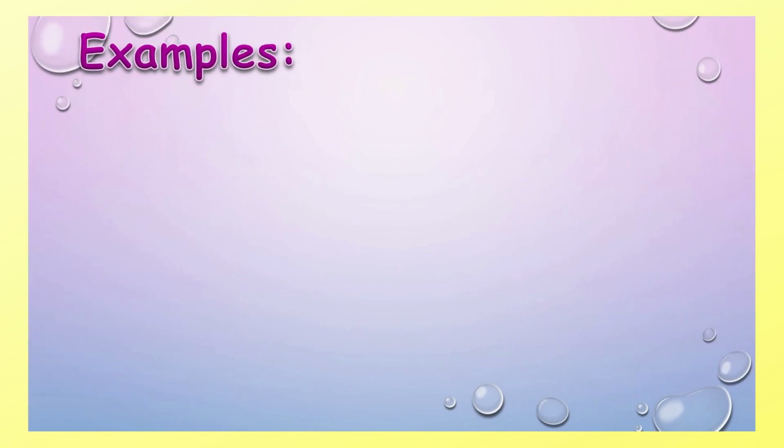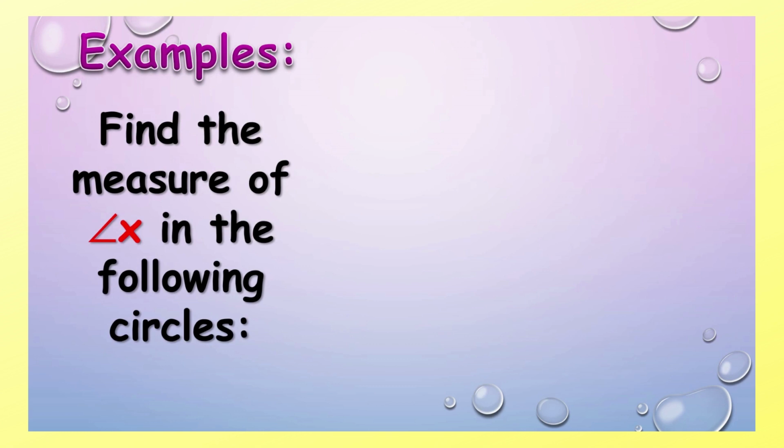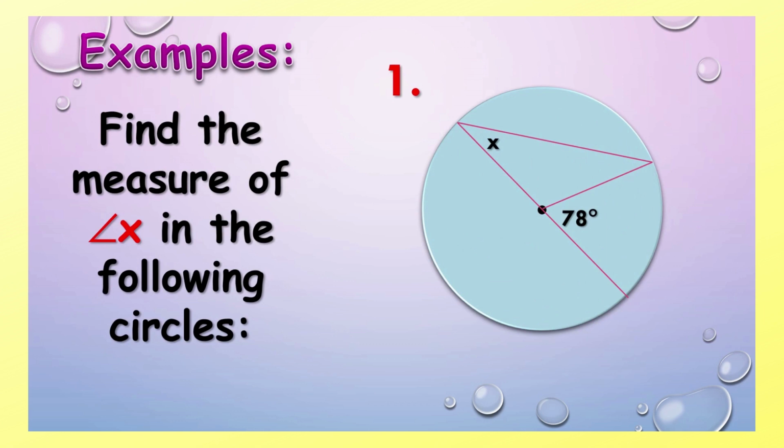Okay, so example. Find the measure of angle X in the following circles. Ayan class, tingnan ninyo mabuti ha. Okay, find the measure of angle X. Okay, so since ang ating central angle ay 78 degrees and they have the same intercepted arc, which is the measure of this is 78 degrees also. So divide by 2 ka lang, 78 divided by 2 is 39 degrees. The measure of our angle X or the inscribed angle.